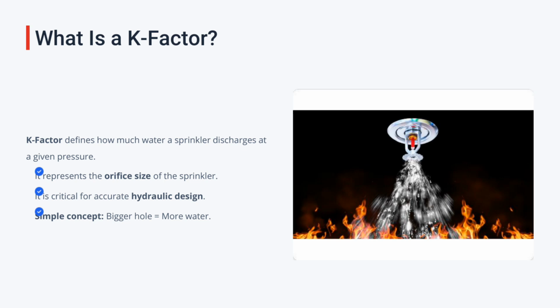What is a K factor? The K factor defines how much water a fire sprinkler discharges at a given pressure. It represents the sprinkler's orifice size and is critical for hydraulic design. In simple terms, a bigger hole means more water.